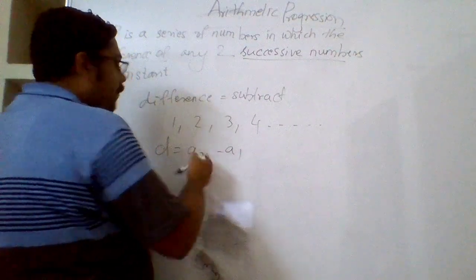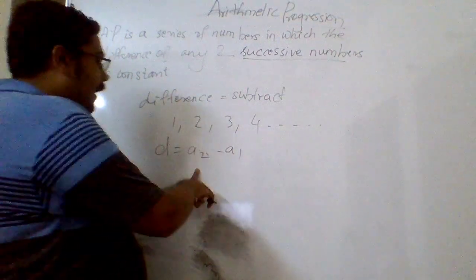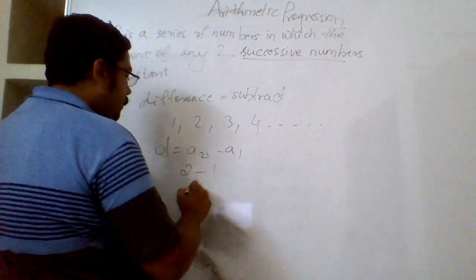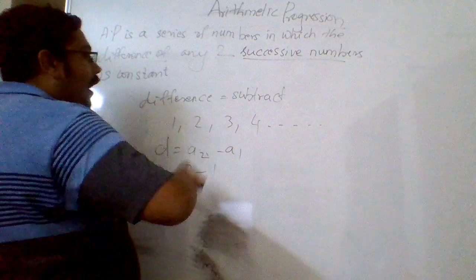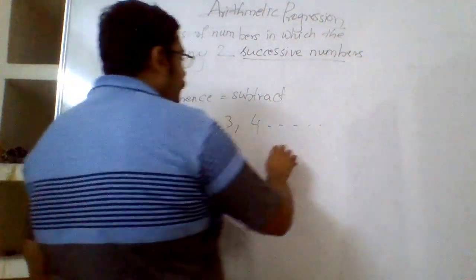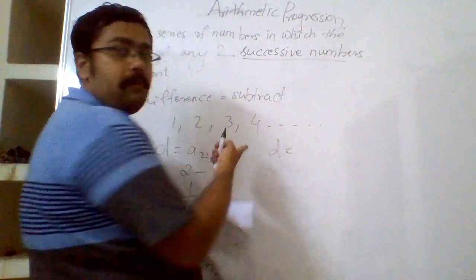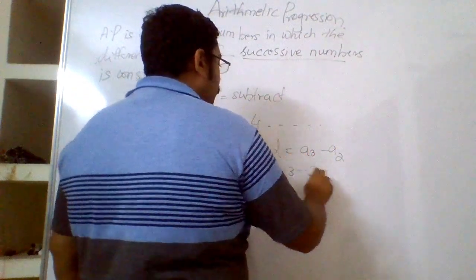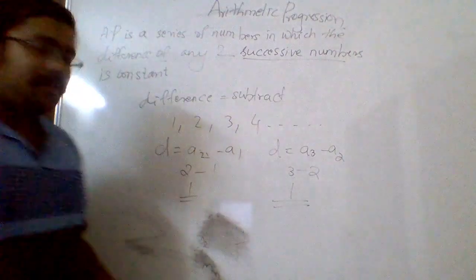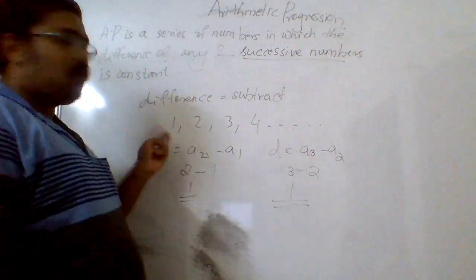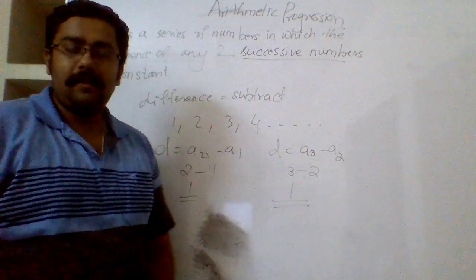So what is the meaning of A2? A2 means second term, A1 means first term. So second term is 2, first term is 1, you will get 1. Then after that, again you have to do it a second time. That is, D is equal to, now you should do third number minus second number. So it will be A3 minus A2. So 3 minus 2, you will get 1. Since you are getting the common difference the same both times, this series is called an AP series.